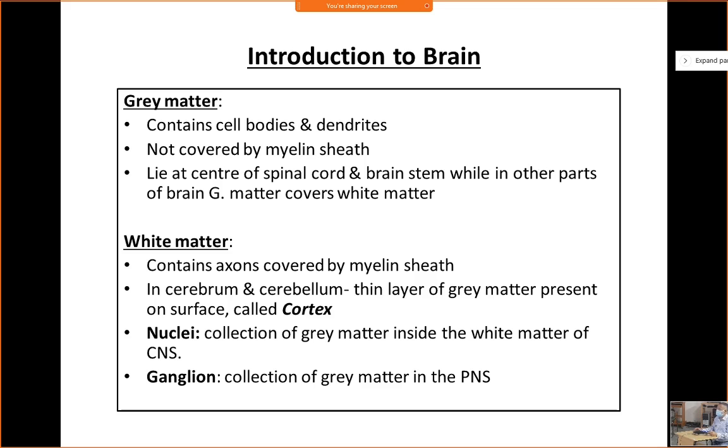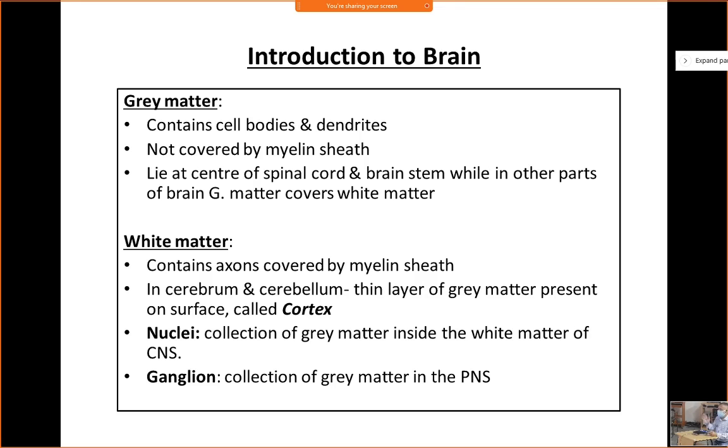Gray matter is actually your cell body and dendrites. Because the cell body and dendrites of a neuron have no myelin sheath, that is why the color is gray. It is not covered by myelin sheath. In the case of the spinal cord, gray matter is situated at the center. In the case of the brainstem also, it is situated at the center.